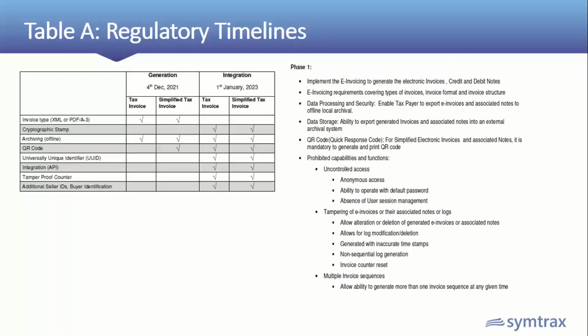Now moving further, we'll discuss guidelines for phase 1 and phase 2. For phase 1, invoicing is for electronic invoices, credit notes and debit notes. The taxpayer has to export the invoice and store it offline in local archival. Then the quick response code, which is a QR code, is applicable for simplified electronic invoices and associated notes. Apart from that, there are prohibited capabilities and functions mentioned for phase 1, like uncontrolled access, tampering of invoice, multiple invoice sequence, etc. All this will be covered in the invoicing solution using Compleo.